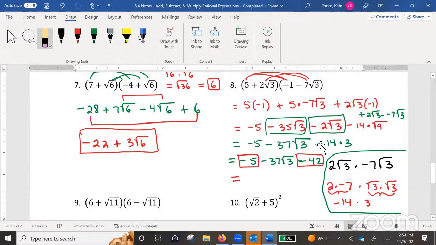Are there any other questions along these steps? Giselle, are you good? Okay. And then we're, can I see a picture? Yeah, let's finish it though real quick. What's negative 5 minus 42? I mean, not times, minus. Negative 47 minus 37 square root of 3.